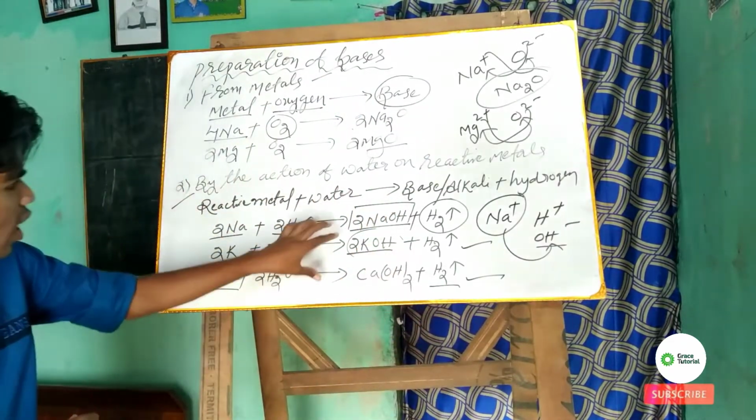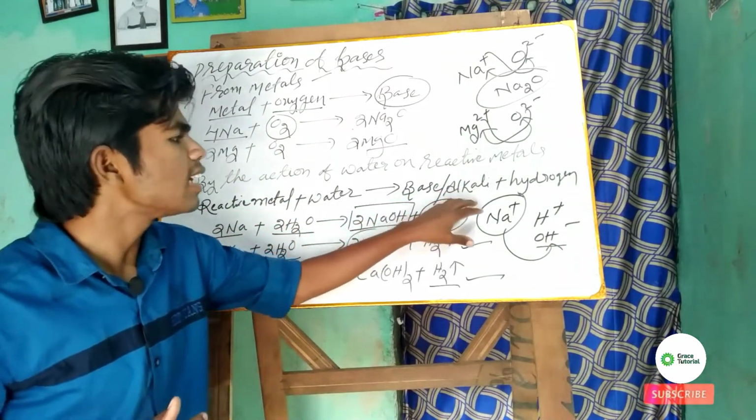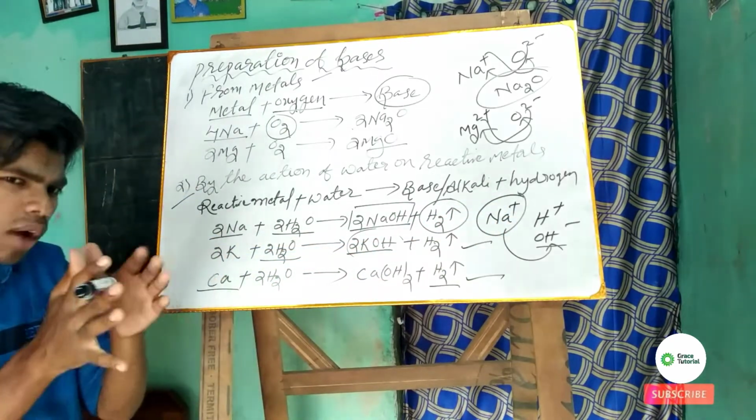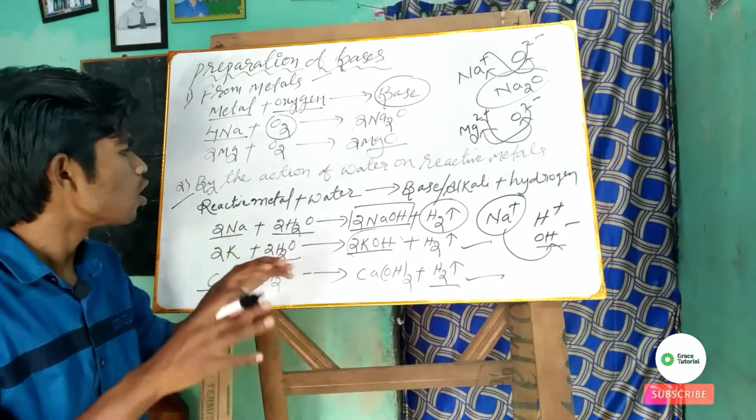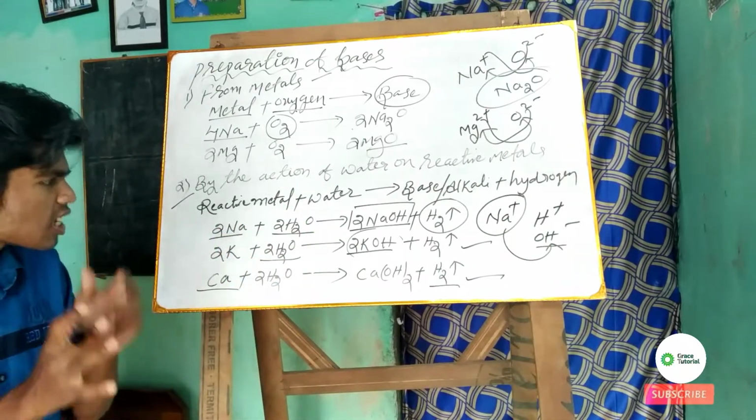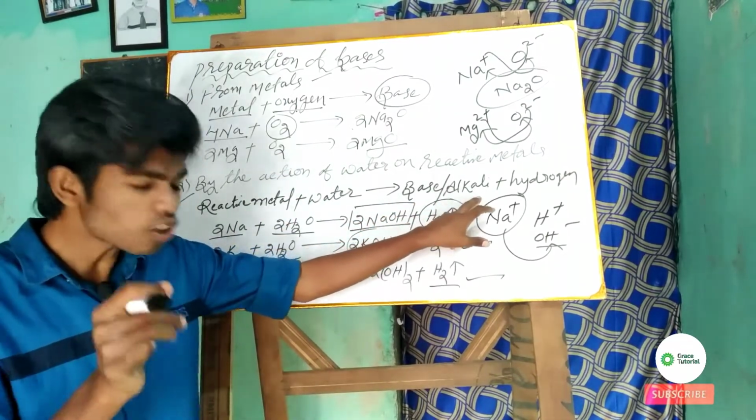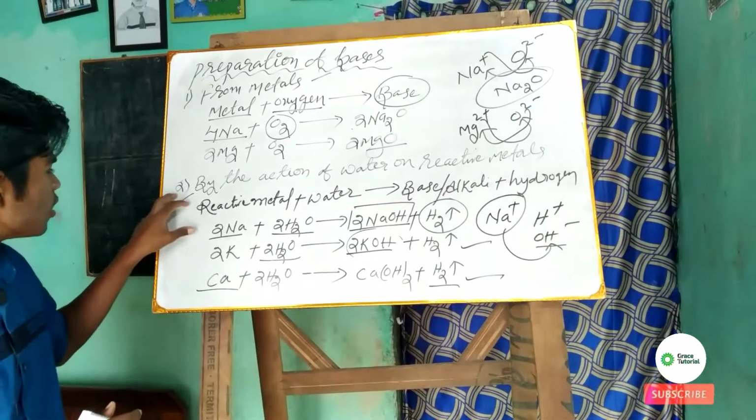That means whenever a reactive metal reacts with the water, it forms the base or alkali with the evolution of the hydrogen gas. So whenever a metal reacts with the water, it gives the alkali or the base. But which gas is obtained? Here the hydrogen gas is obtained. So that's all about method number 2.